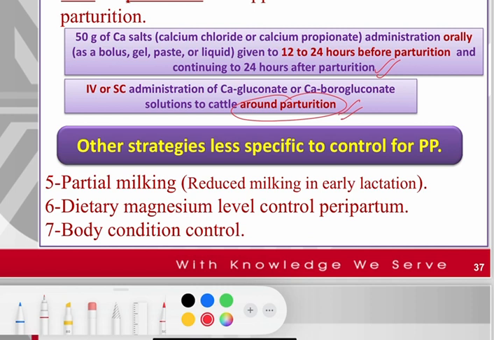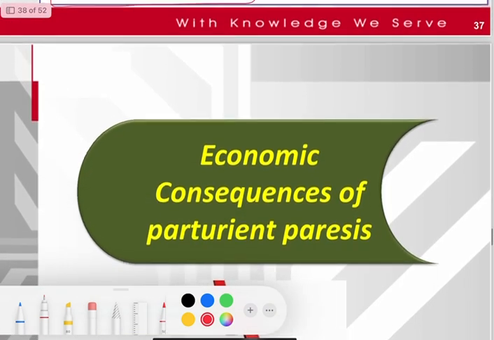Other strategies like partial milking, like reduced milking in early lactation, can also be done. Dietary magnesium level can be controlled during the peripartum period. Body condition should be controlled. It should not be a too thin or too obese animal.